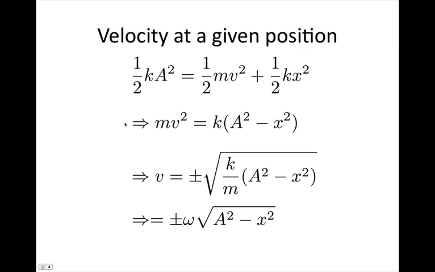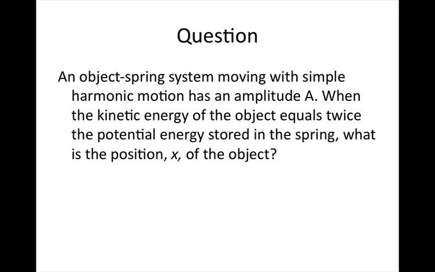Okay, so that's all the new material. Now we're going to look at some problems that we can solve with these equations. Okay, so an object spring system moves with simple harmonic motion and has an amplitude A. When the kinetic energy of the object equals twice the potential energy stored in the spring, what is the position x of the object? Okay, so we're told that kinetic energy is twice the potential energy.